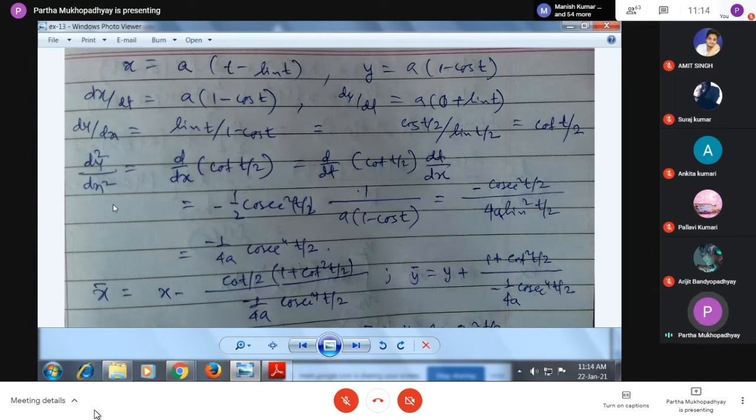So d/dt of cot t/2, that is equal to minus half cosec squared t/2. Okay, very simple differentiation, minus half cosec squared t/2. Cot t has differentiation cosec squared t. And then dt/dx. What is dt/dx? That is 1 by dx/dt. That is 1 by minus a into 1 minus cos t. So now again, this 1 minus cos t can be written as 2 sin squared t/2. So this sin squared will be in the numerator, cos squared t/2, and there will be 4a, so minus 1 by 4a cosec to the power 4 t/2. This is our d2y/dx2.